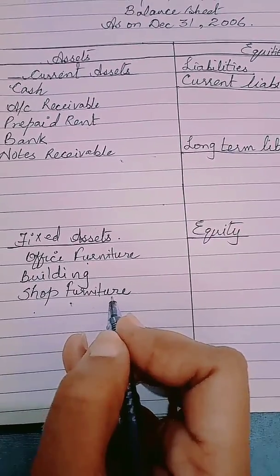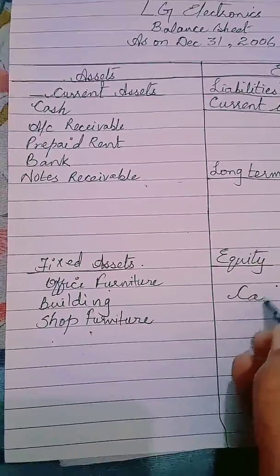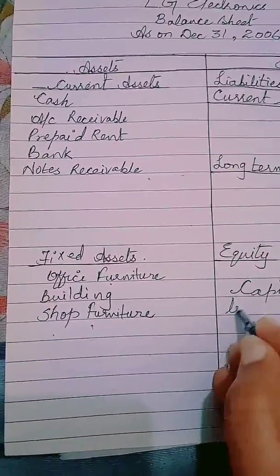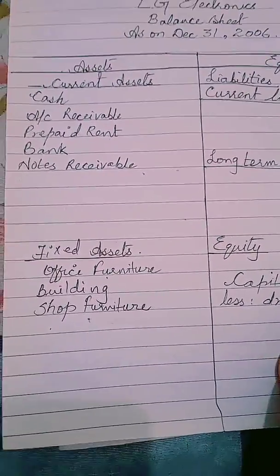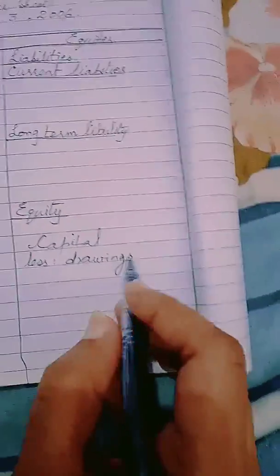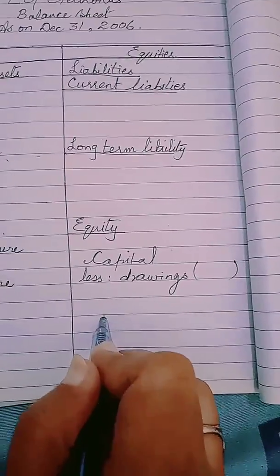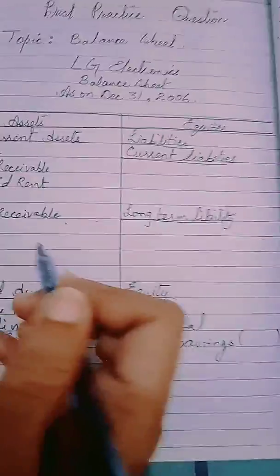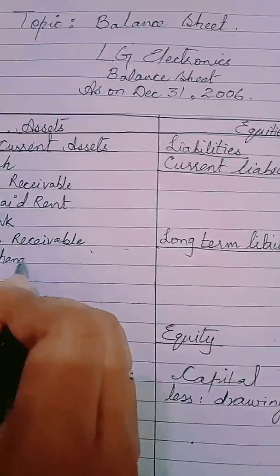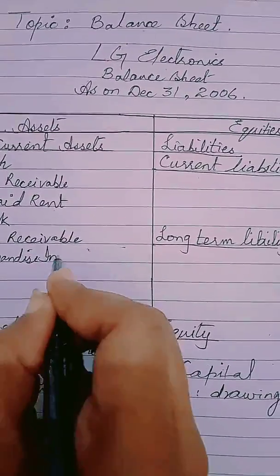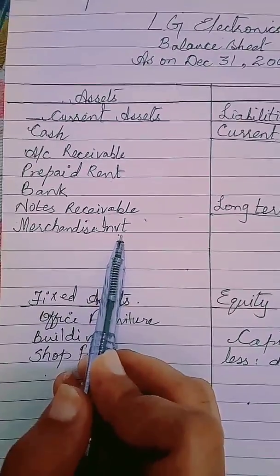Then we have drawings. Drawing definitely will be treated in the equity section. How we will write: capital less drawings, add net income, and we will get the net equity or net capital at the end, you can say. Then we have another thing, merchandise inventory. Definitely this is on December 31st, so this merchandise inventory will be your closing merchandise inventory. If this merchandise inventory was opening, then we will not consider this.